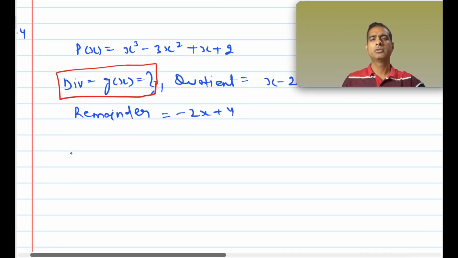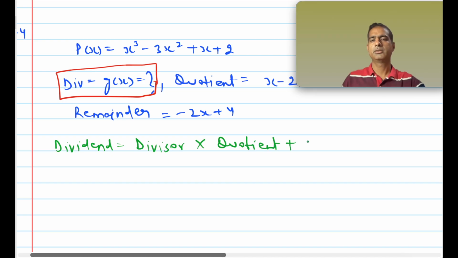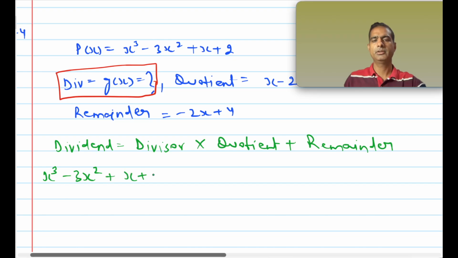So we will use the formula: dividend is equal to divisor into quotient plus remainder. So dividend is already given. We have x cube minus 3x square plus x plus 2 is equal to divisor, which is g of x, times its quotient x minus 2, plus remainder, minus 2x plus 4.